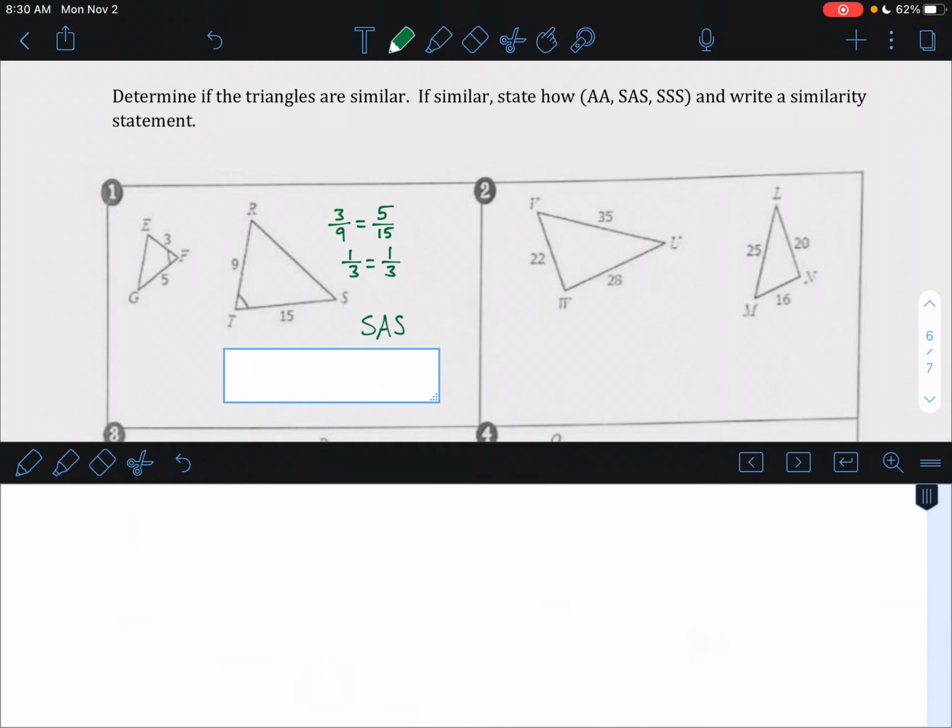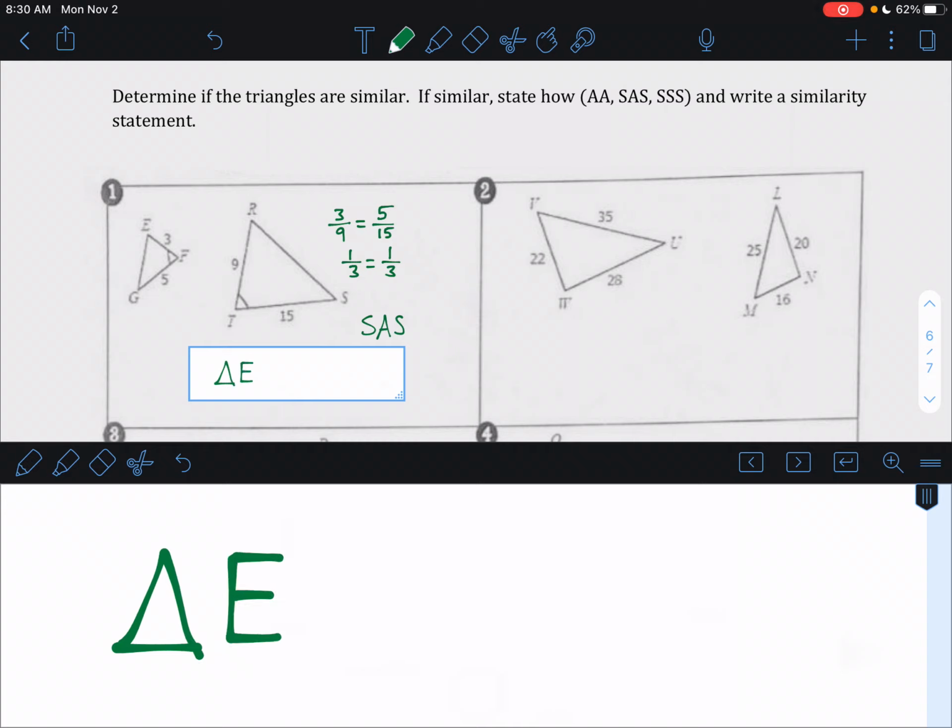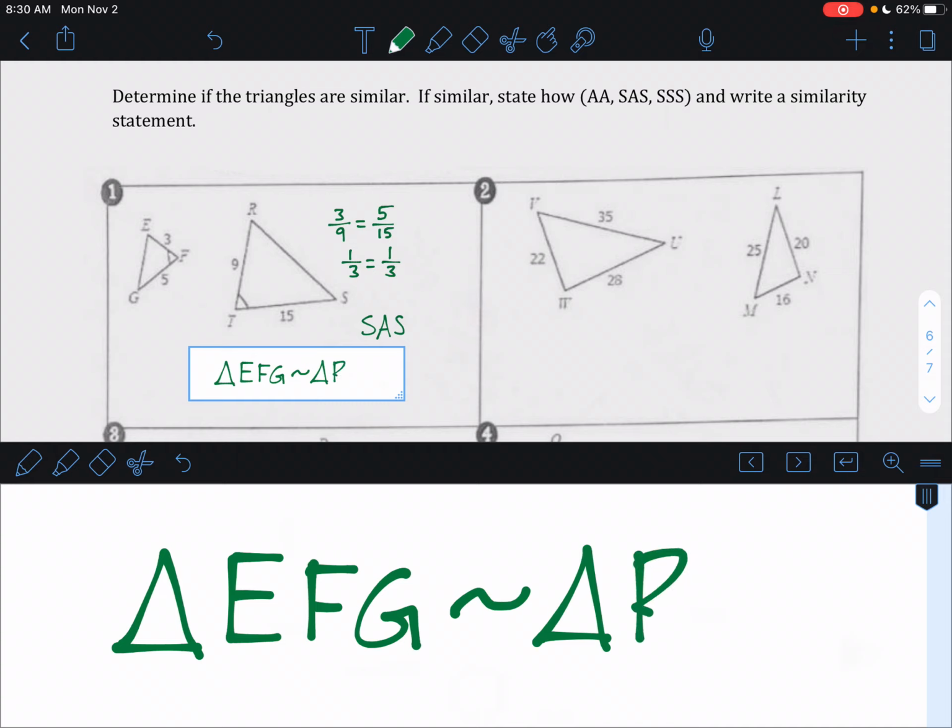And we also want to write a similarity statement. So I will say triangle, I'll call the first one EFG. That will be similar, make sure you're using a similar symbol there to triangle. So E is at the tip of the short side. The other one at the tip of the short side is that R.